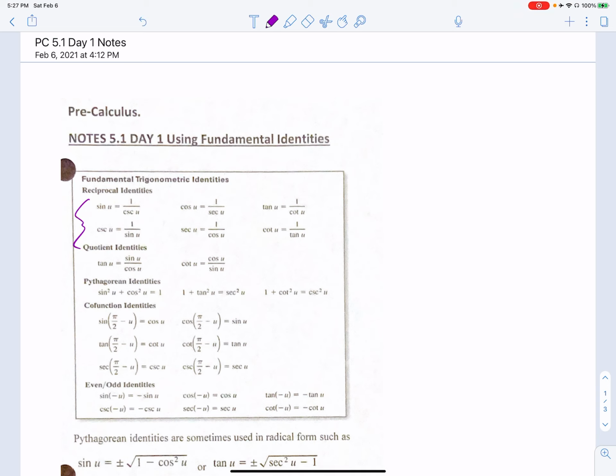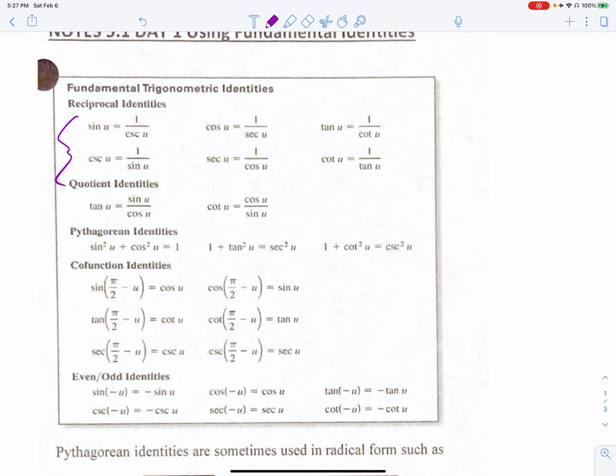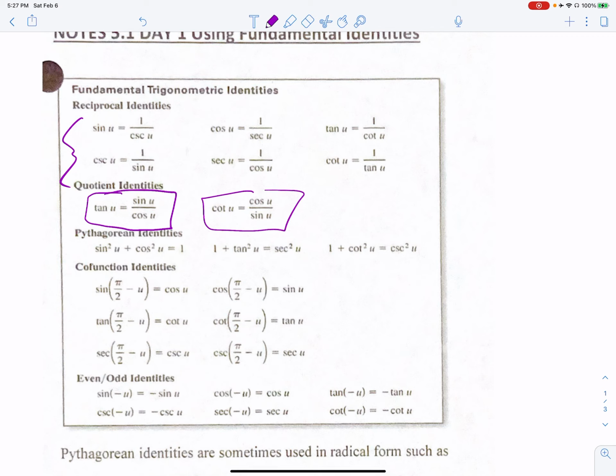Sine is the same as 1 over cosecant. Cosine's 1 over secant, tangent's 1 over cotangent, and the others are true. Now they just have u instead of theta as the angle, so it's just another variable that we can use. Then it is going to be important that you know tangent is sine over cosine, while cotangent is the reciprocal, cosine over sine.